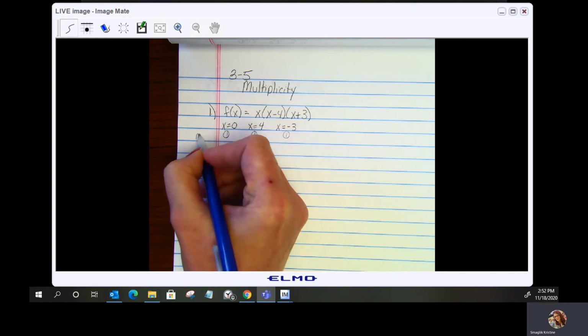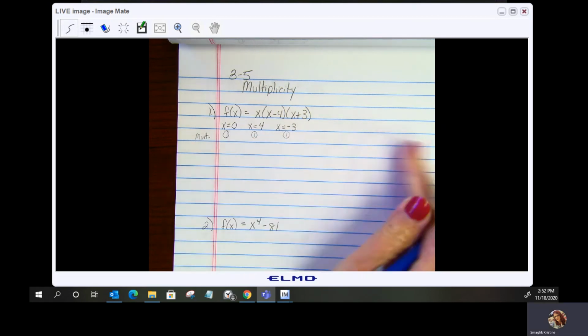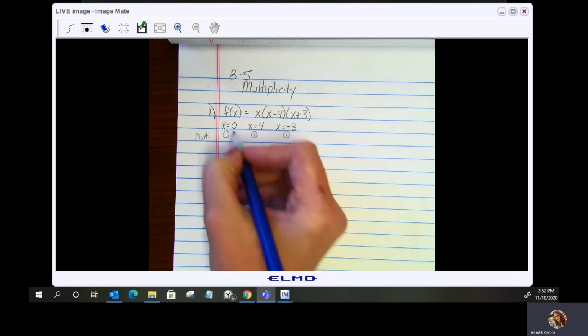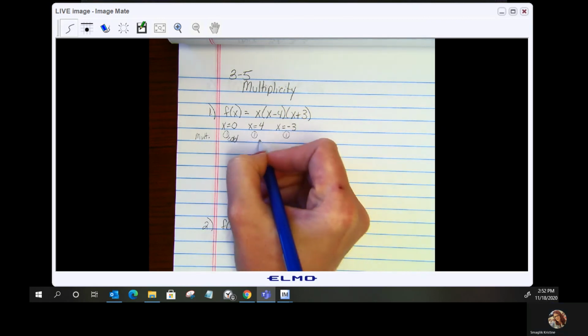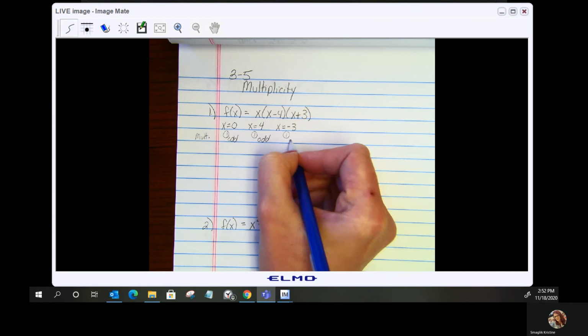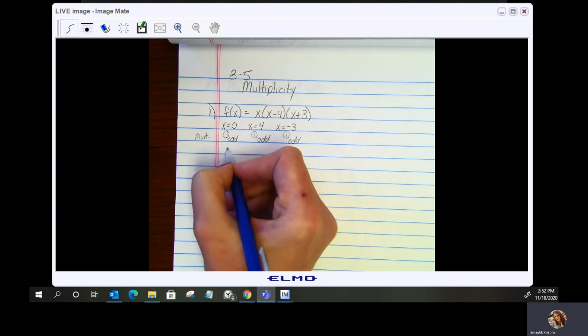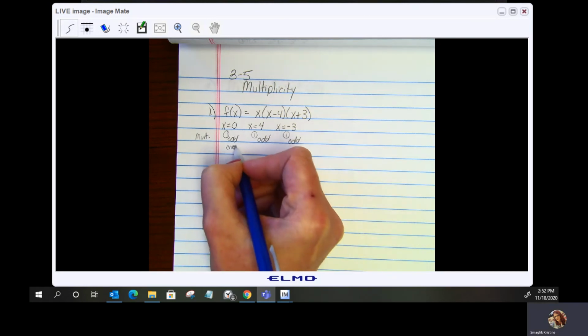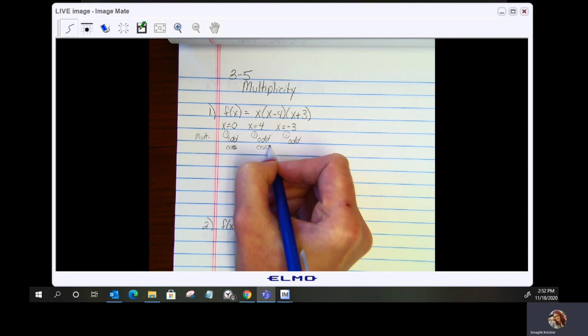So this is my multiplicity. I'm just going to abbreviate multiplicity. And because 1 is odd, my graph will cross the x-axis at each of these x values.